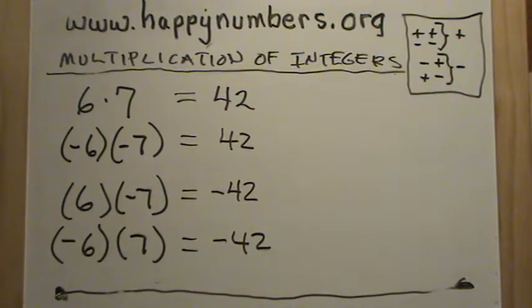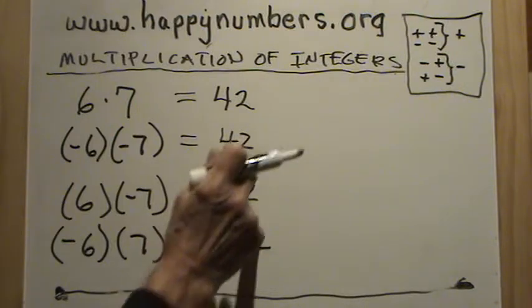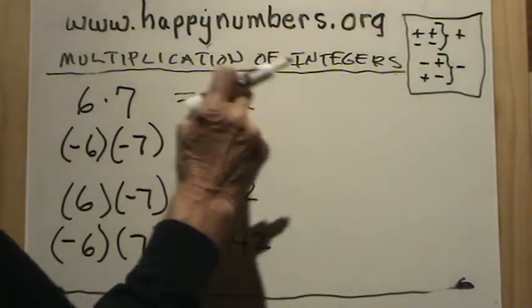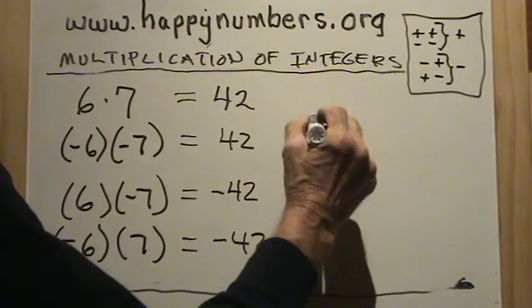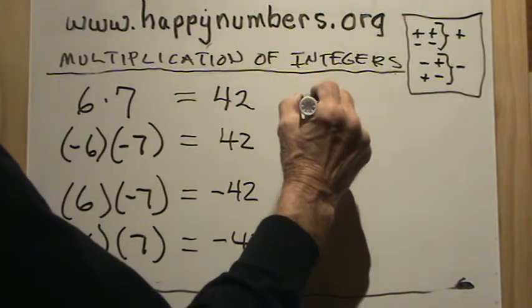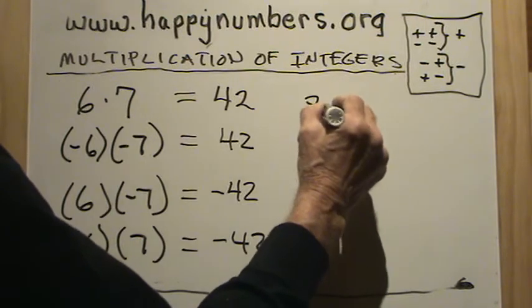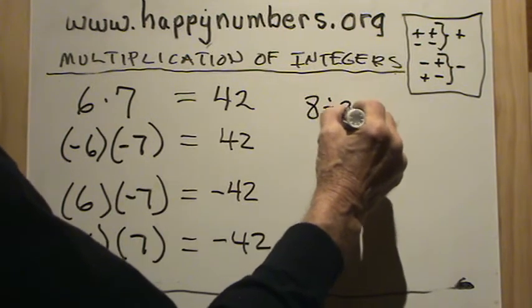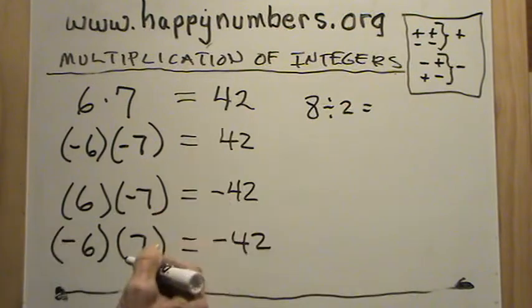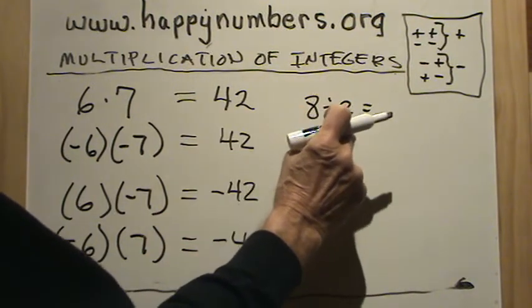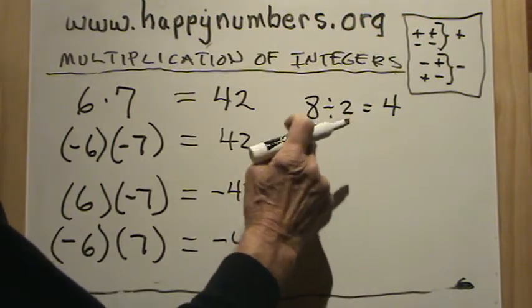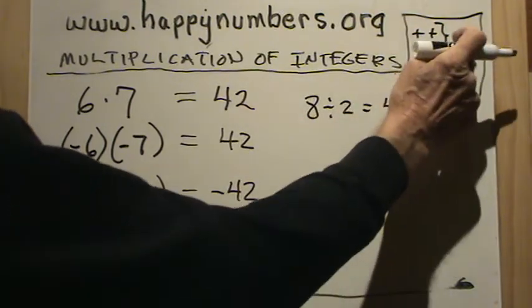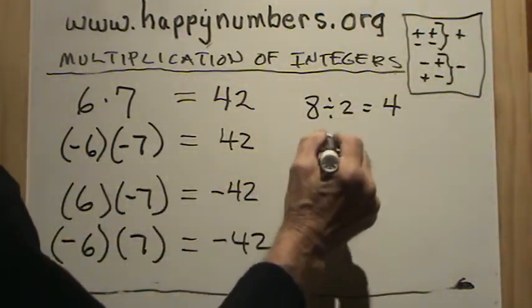By the way, division of integers follows exactly the same rules as multiplication. If I have a positive 8 divided by a positive 2, I know that 8 divided by 2 is 4. The two signs are the same. The answer is positive.